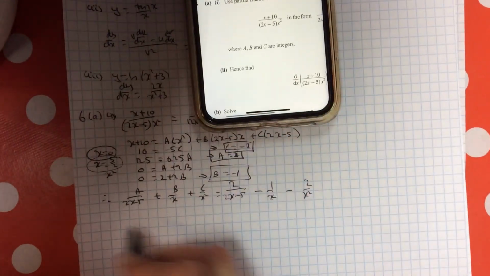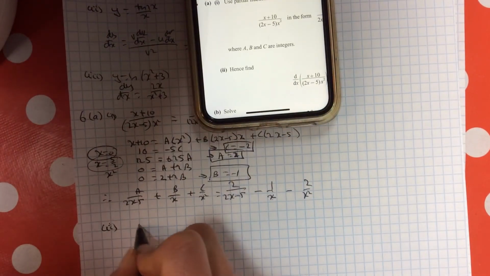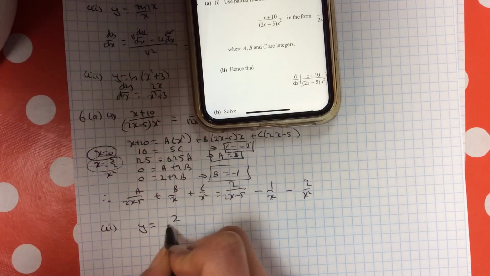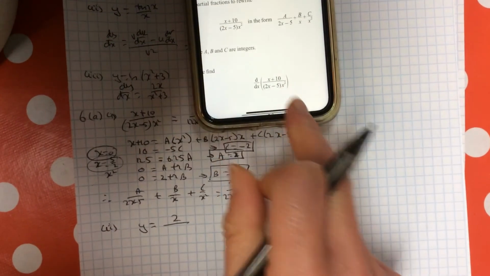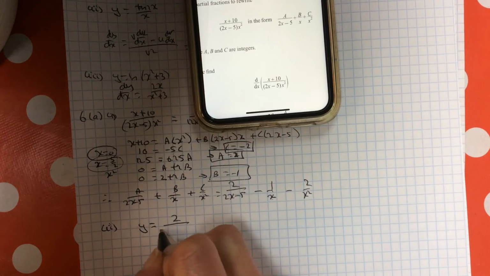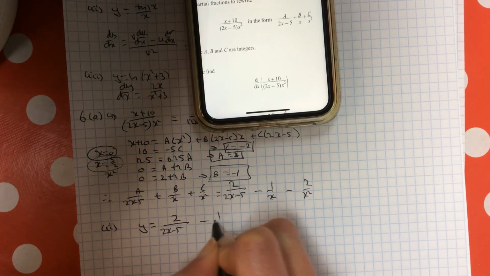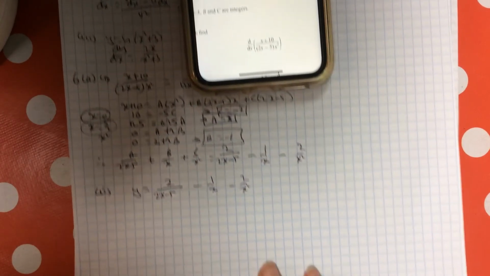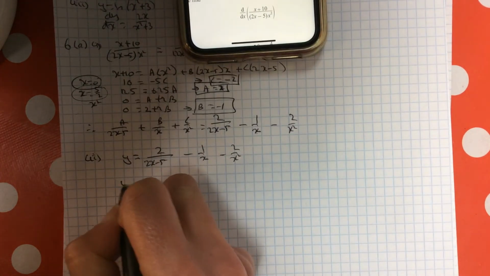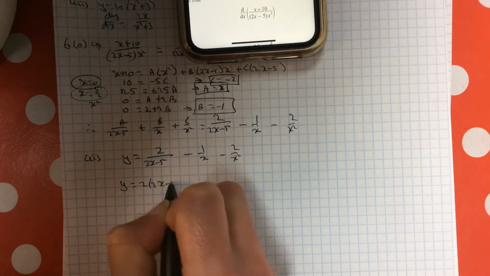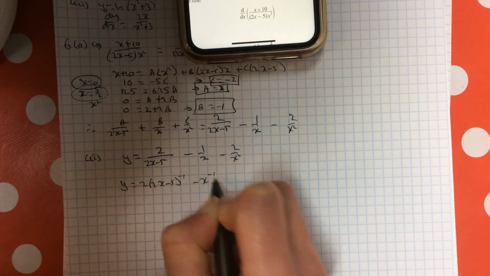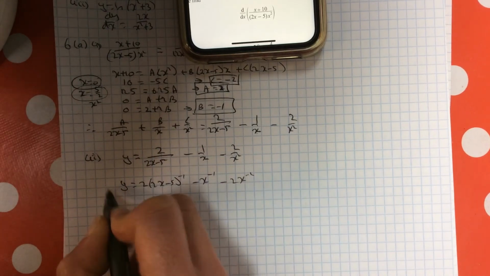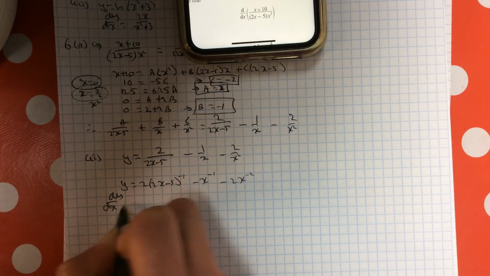Second bit of this question is asking you to differentiate that. So y equals, so I'm going to write it in its partial fraction form, 2 over 2x minus 5, minus 1 over x, minus 2 over x squared. Going to bring that up as a wee bracket there, so 2 times the bracket to the minus 1, minus x to the minus 1, minus 2x to the minus 2. Now to differentiate that.